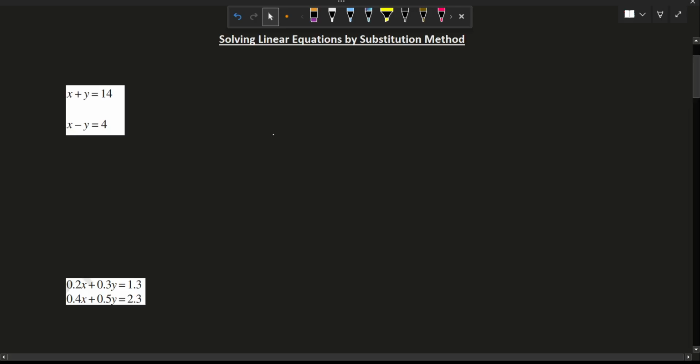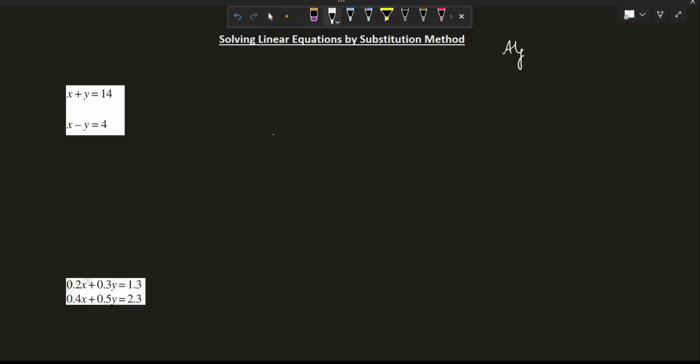So students, this video is about solving linear equations by substitution method. Last video we learned about solving the linear equations using graphical method. So substitution method is an algebraic method. You are going to learn about two algebraic methods. One is substitution method, another one is elimination method.